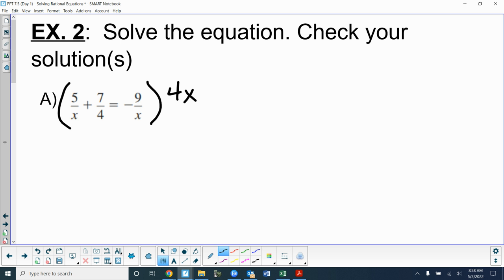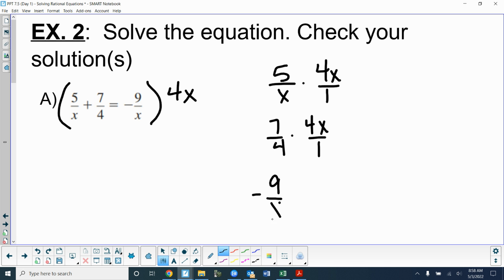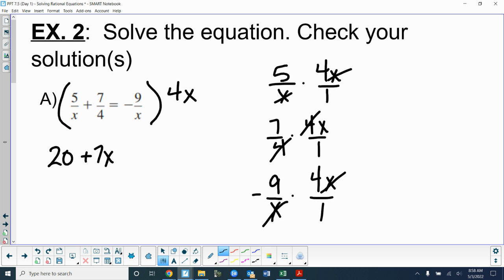So here are the 3 problems. You're going to have 5 over x times 4x over 1. You're going to have 7 over 4 times 4x over 1. You're going to have -9 over x times 4x over 1. Each time. You guys with me on that? So what happens to these x's? Cancel. So what do I get? 20. What happens to these 4s? Cancel. So what do we get? 7x. What happens to these x's? Cancel. What do we get? -36.